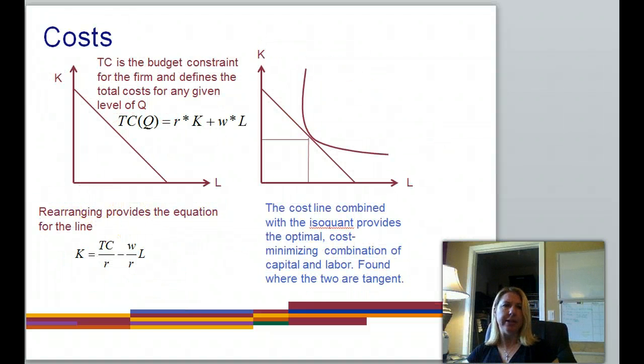So for our next slide, I wanted to show just a little bit more of how we go from a production function into what you're normally going to see when you're trying to do the optimizing decision rule. So again, the total cost is a budget constraint for the firm, and it defines the total cost for any given level of output. So if we have a two input type of production, as epitomized by what we did with the total cost being a function of capital and labor and the prices R and W, you'll notice that in this context, this is just the equation of a line.